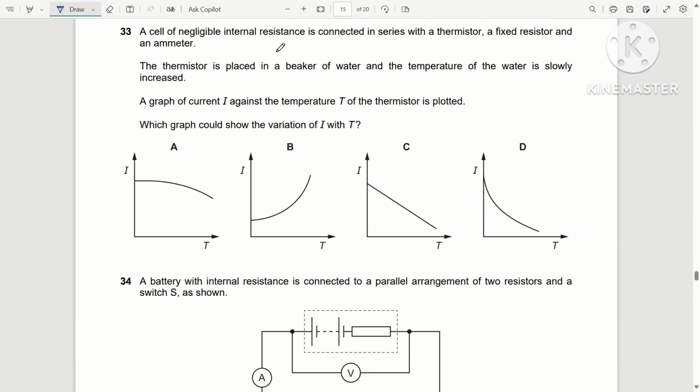Question 33. A cell of negligible internal resistance is connected in series with a thermistor, fixed resistor and ammeter. Thermistor is placed in beaker of water and temperature is increased. We know that when temperature is increased, the resistance decreases. Now current I against the temperature is plotted. Which graph could show the variation? So when resistance is decreased, current I is increased. This means option B is the correct one.